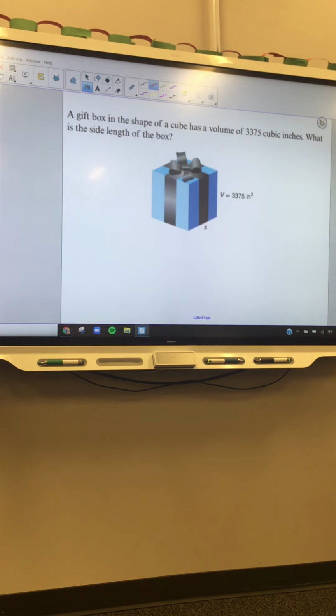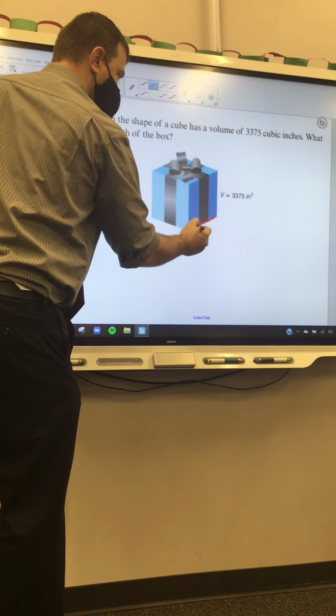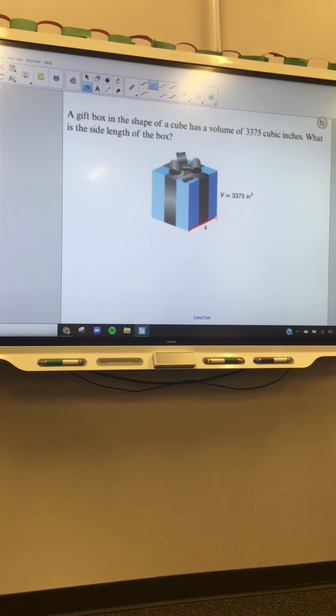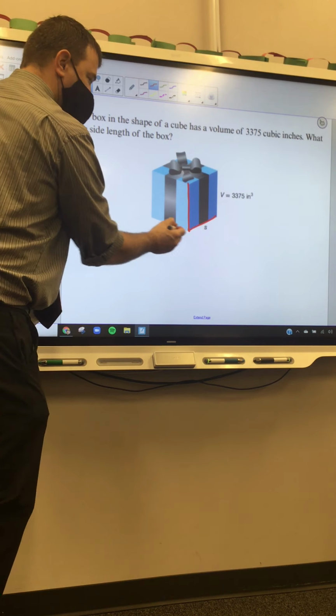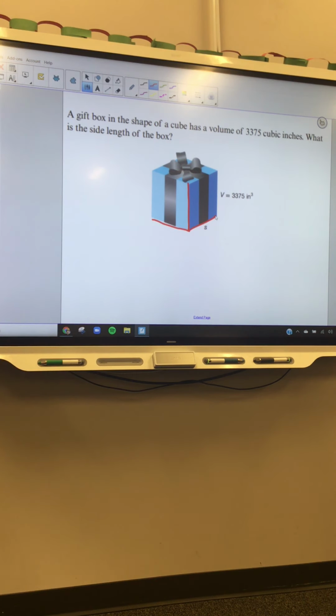Okay? One last one. You tell me how to do this. A gift box in the shape of a cube has a volume of 3375 cubic inches. What's the side length of the box? In other words, how many inches is that? It's going to be the same as how many inches is that? And how many inches is that? Because it's a cube, they're all the same. How am I going to figure that out?